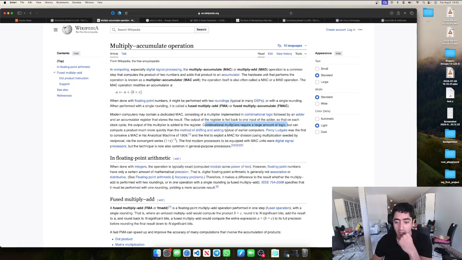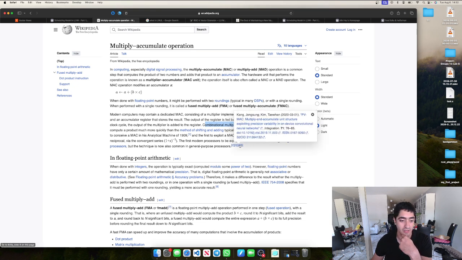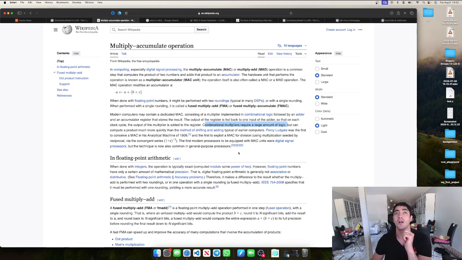That's crazy. Percy Ludgate was the first to conceive a MAC in his analytical machine of 1909 and the first to exploit a MAC for division using multiplication seeded by reciprocal via the convergent series. The first modern processors to be equipped with MAC units were digital signal processors, DSP. But the technique is also common in general purpose processors.